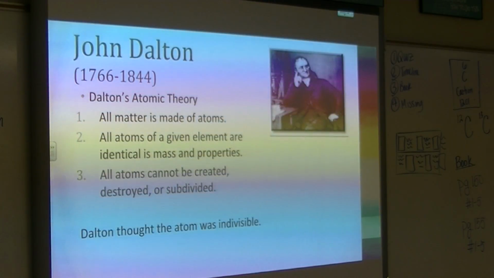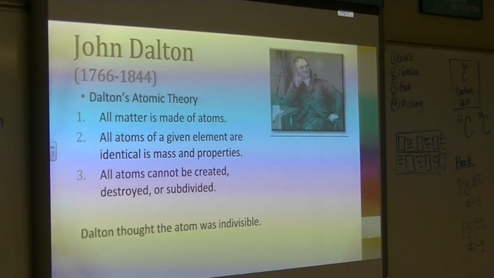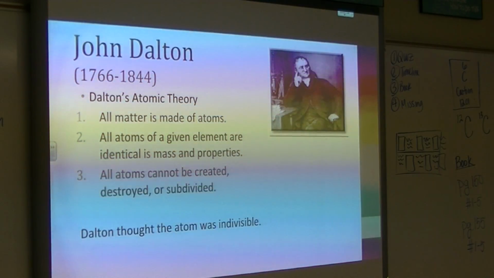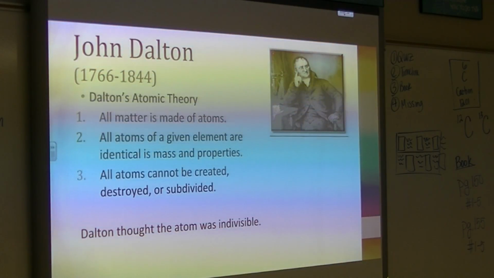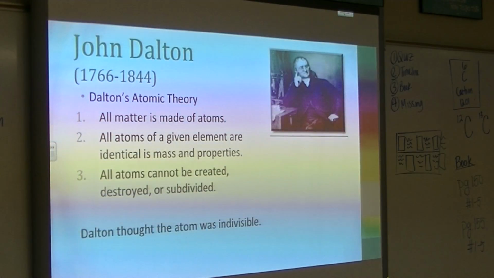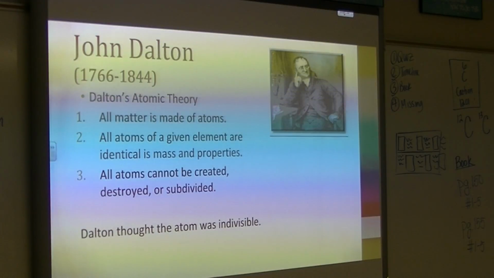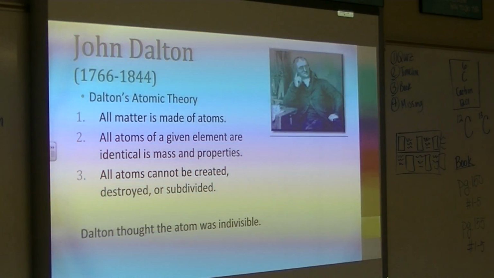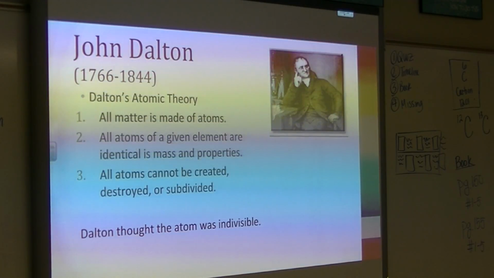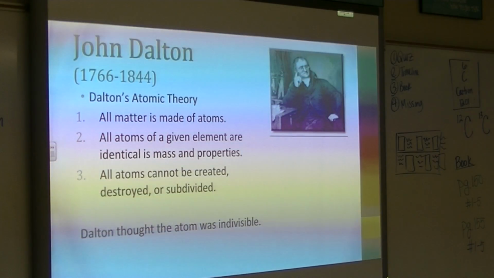He lived from 1766 to 1844. He was the first person after Democritus to say, okay, here's my atomic theory. Yes, all matter is made of atoms. Okay? His other 2 main points were that all atoms of a given element are identical in mass and properties. We know that that's not necessarily true anymore because of isotopes, right? So we know the mass can go up and down based on neutrons, but their properties do always stay the same. The third piece of his atomic theory was that all atoms cannot be created, destroyed, or subdivided.